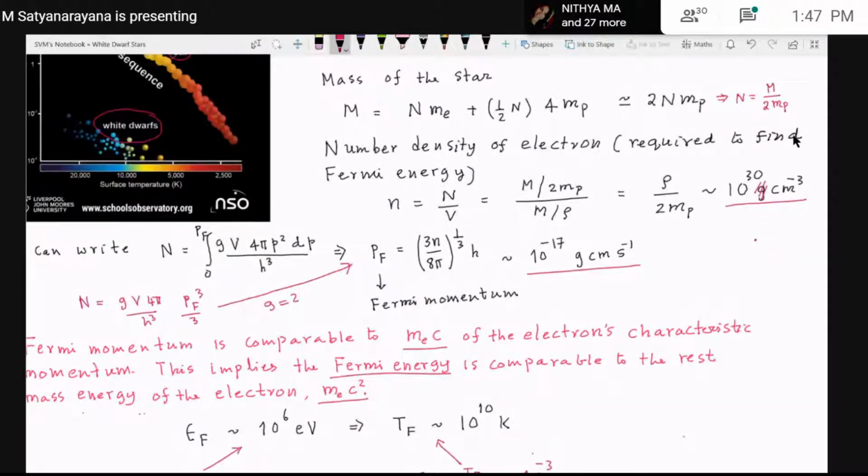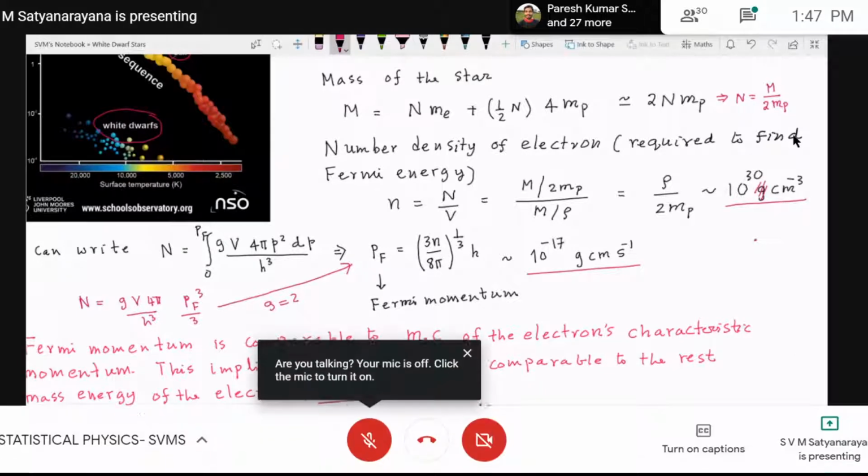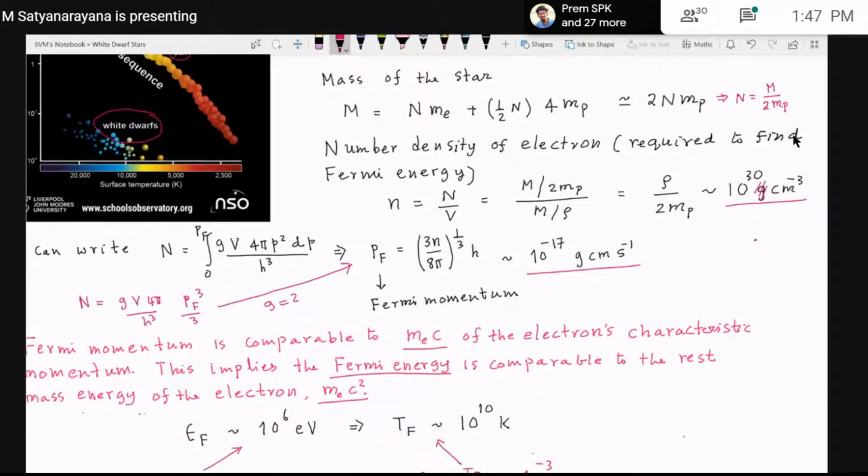You may wonder why I did not directly calculate the Fermi energy. Why did I calculate the Fermi momentum and then compare it with the electron characteristic momentum, draw the conclusion that the Fermi energy is comparable to the rest mass energy, and use this fact to say that the Fermi energy is of the order of 1 MeV? The reason is that we derived a certain relation between Fermi energy and number density earlier, but remember what we assumed at that time was an energy momentum relation, and it was a non-relativistic energy momentum relation.